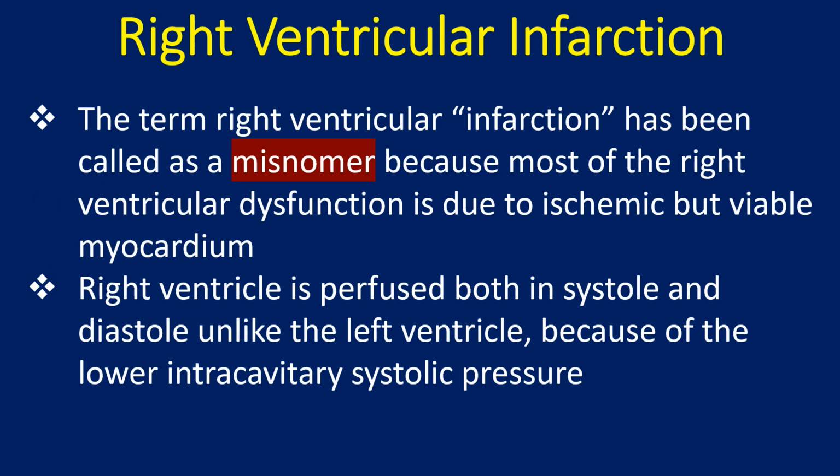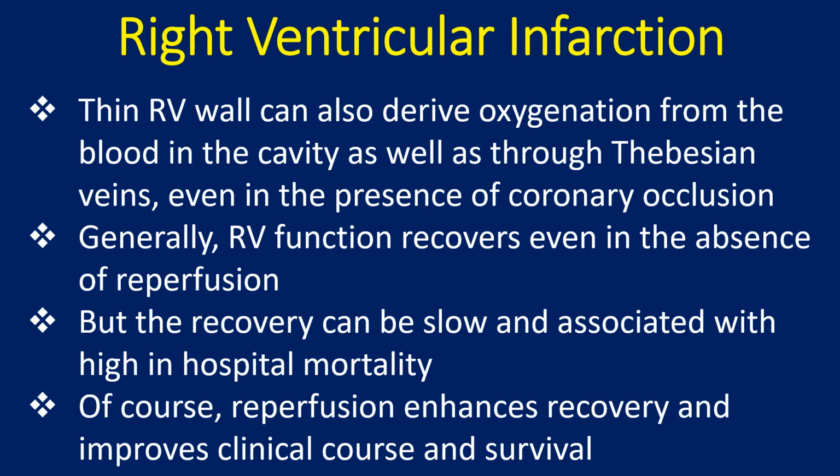The term right ventricular infarction has been called a misnomer because most of the right ventricular dysfunction is due to ischemic but viable myocardium. Right ventricle is perfused both in systole and diastole, unlike the left ventricle, because of the lower intracavitary systolic pressure. Thin RV wall can also derive oxygenation from the blood in the cavity as well as through Thebesian veins, even in the presence of coronary occlusion.